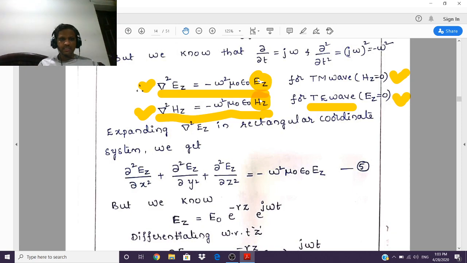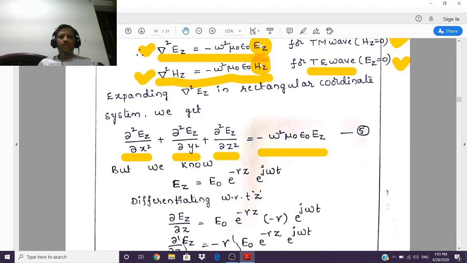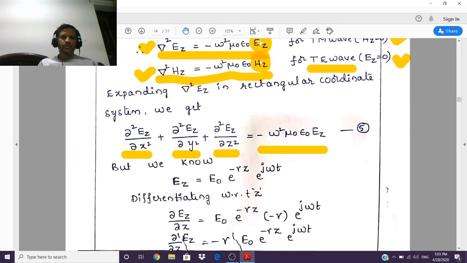Okay, and Ez is also there. So ∂²Ez/∂x² is here, and similarly ∂²Ez/∂y² and ∂²Ez/∂z², which is equal to minus omega square mu naught epsilon naught into Ez. I call this equation number 5. Similarly, we can also expand the other equation, which is in terms of Hz, that we will see next.